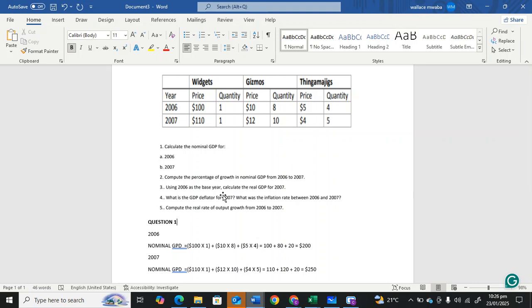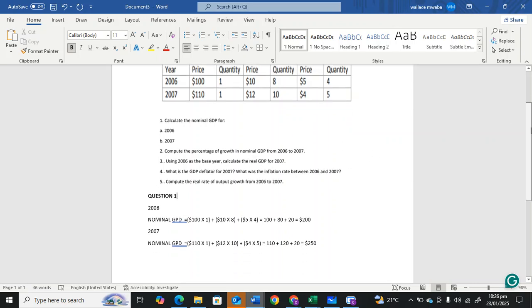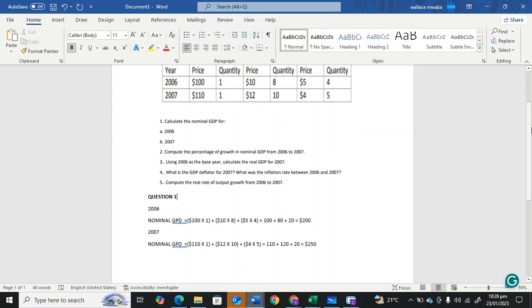Question 3. Using 2006 as the base year, the year of reference, calculate the real GDP. Okay, so if we hold prices constant, we want to see, were we actually being productive? Because as I said, the nominal GDP will give you, especially when prices grow... Just hold on.